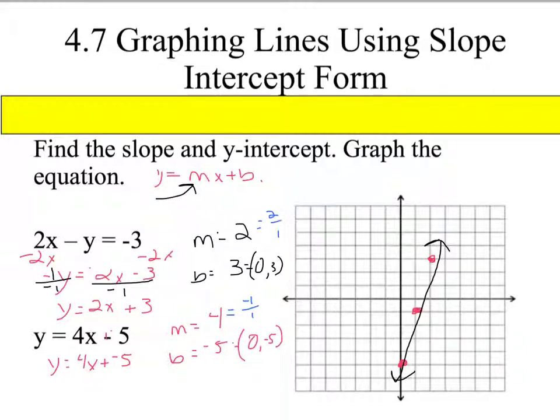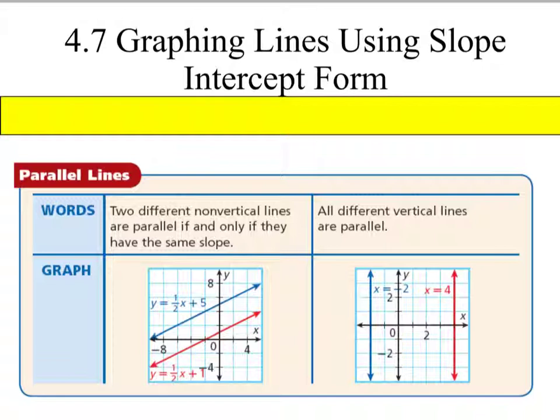Next section. Now we're dealing with parallel lines. It says two different non-vertical lines are parallel if and only if they have the same slope, and all vertical lines are parallel. Make sure you write the words and show me the graph. When you show me the graph, make sure you have those equations in there. That is very important. Remember, vertical lines are always x equals.